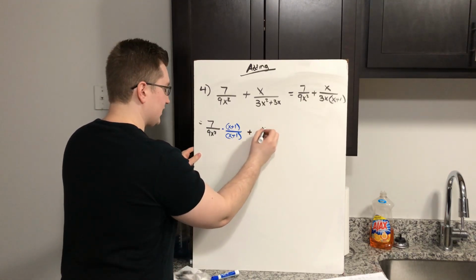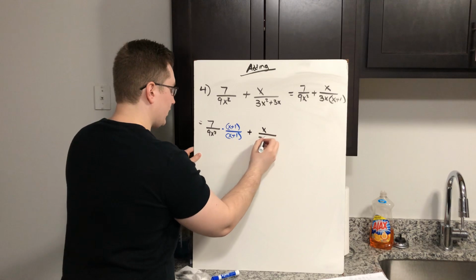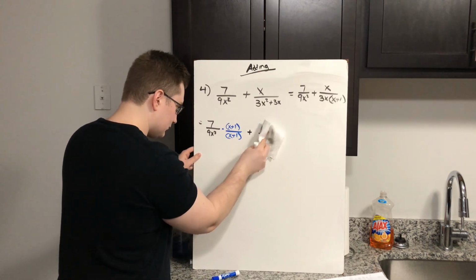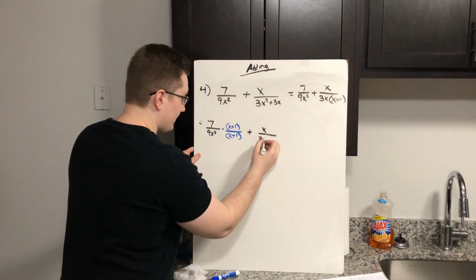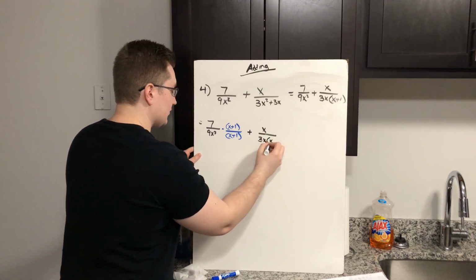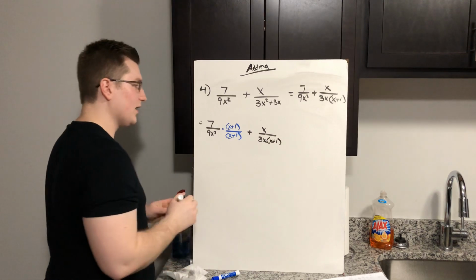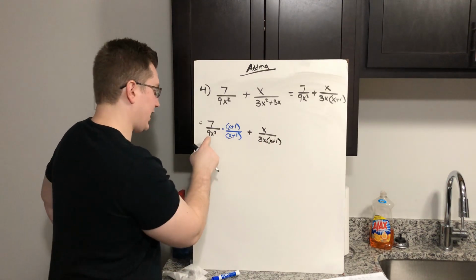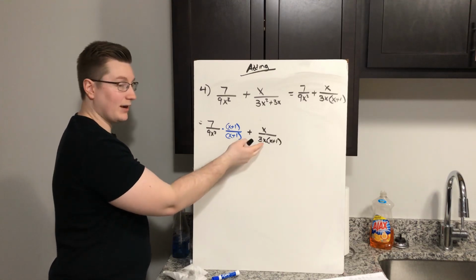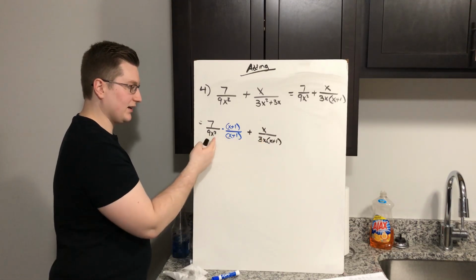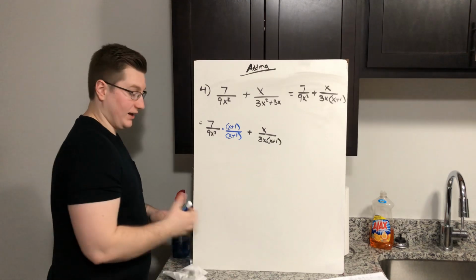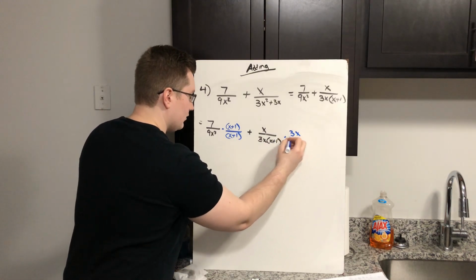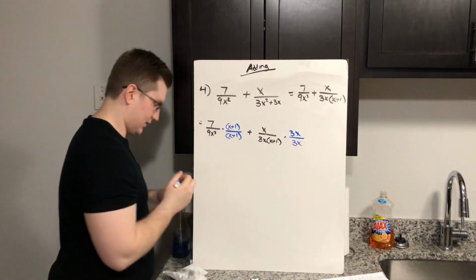Plus, I still have this x over 3x times x plus 1. And I have the x plus 1, I have this 3x, but I need to have a 9x squared. So what can I multiply 3x by to get 9x squared? Is 3x. So I'm going to multiply the top and bottom here by 3x.